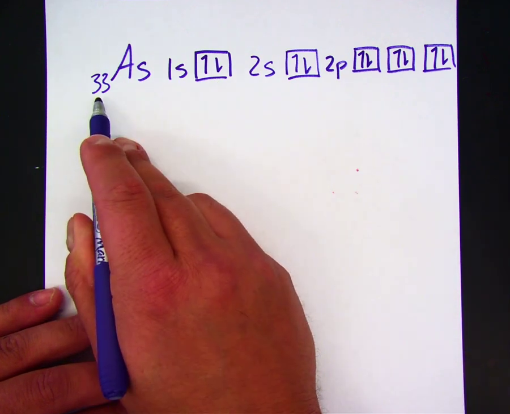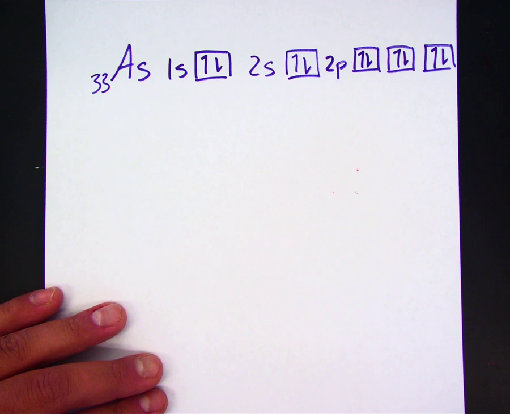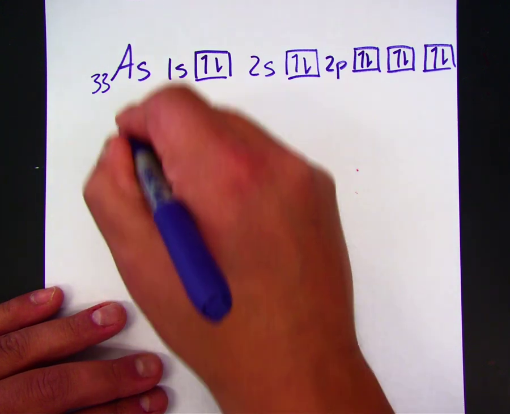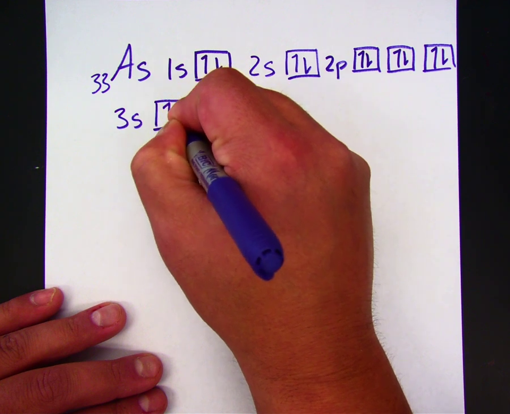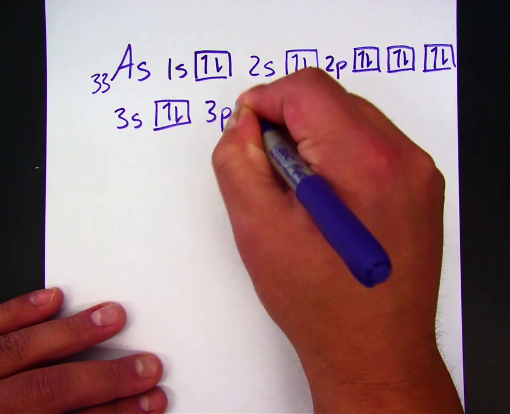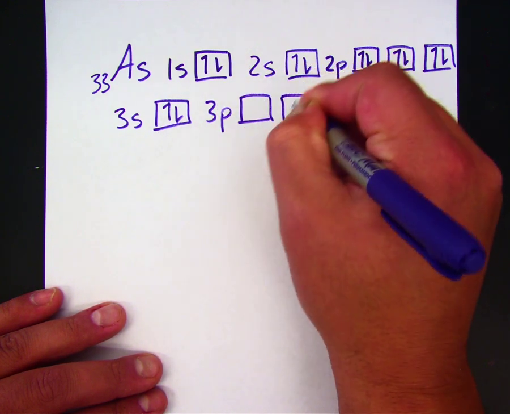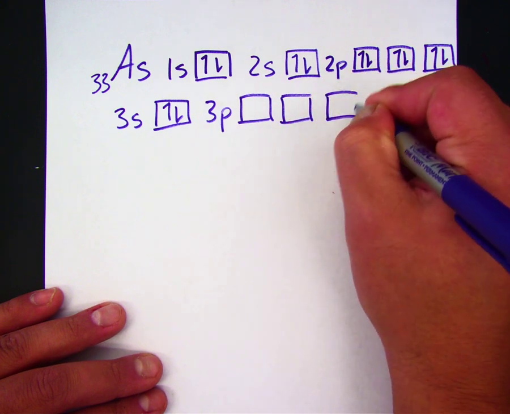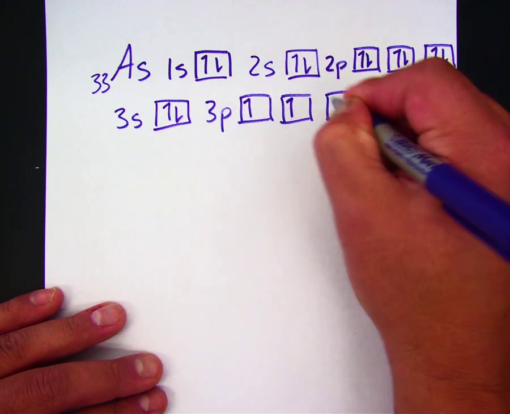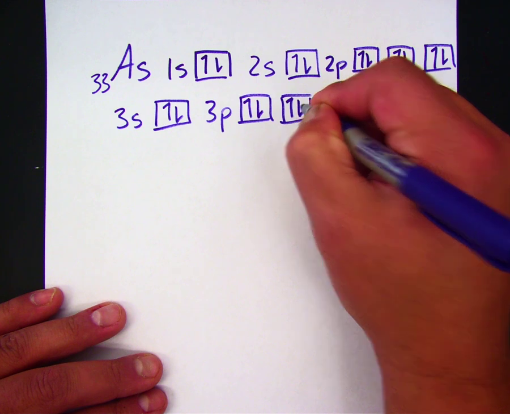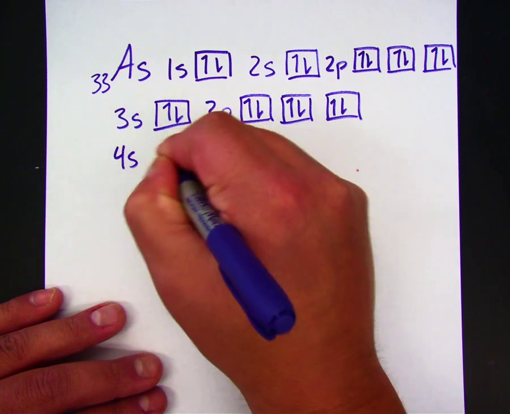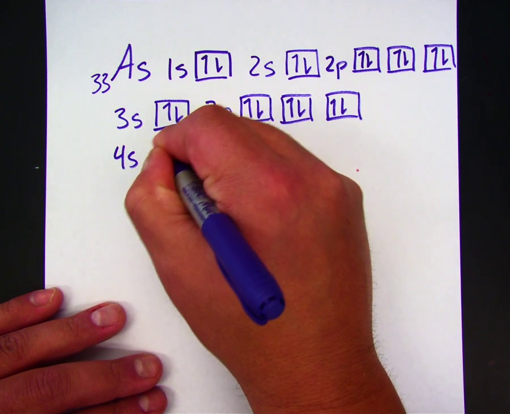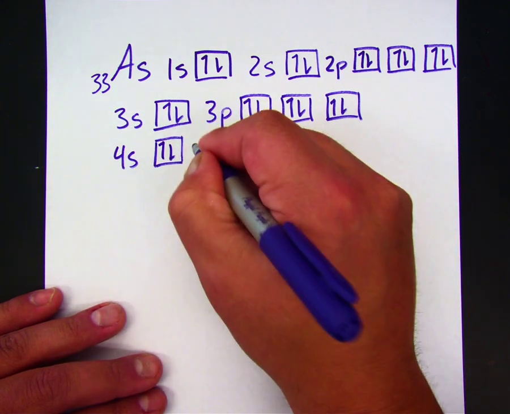But we need to get to 33. So what's after 2p? 3s. Perfect. You got 3s. 1 up, 1 down. After that is 3p. Up, up, up, down, down, and down. What comes after 3p? 4s, good. 1 up, 1 down, and then 4p.